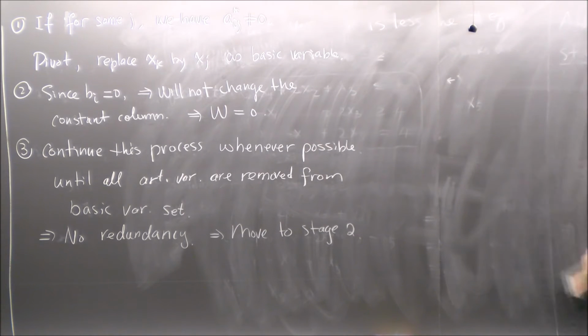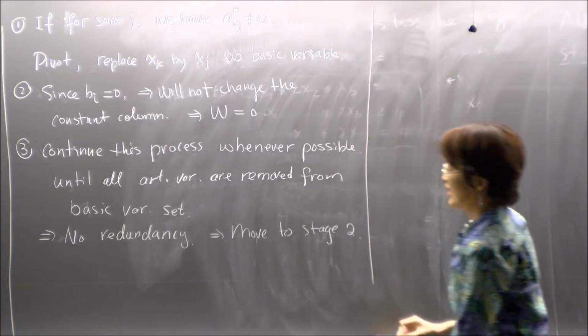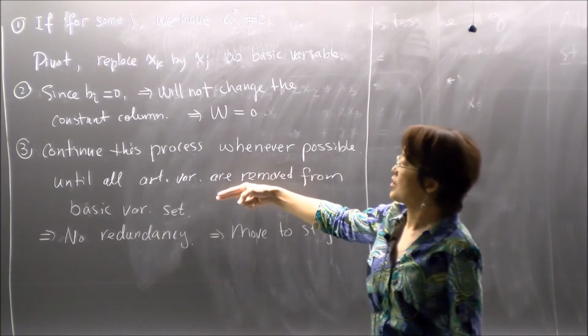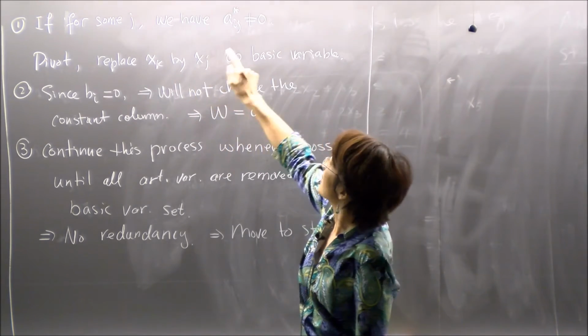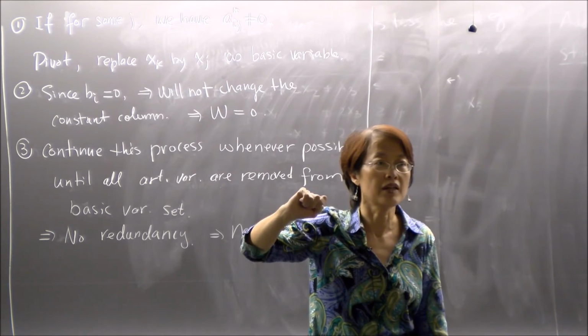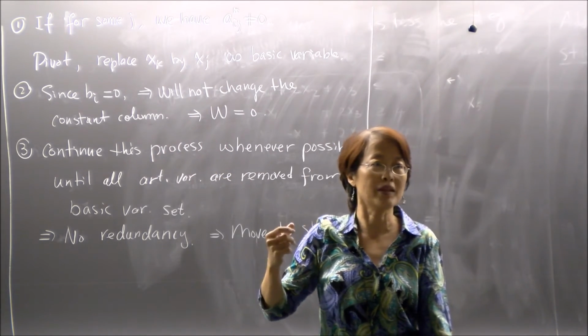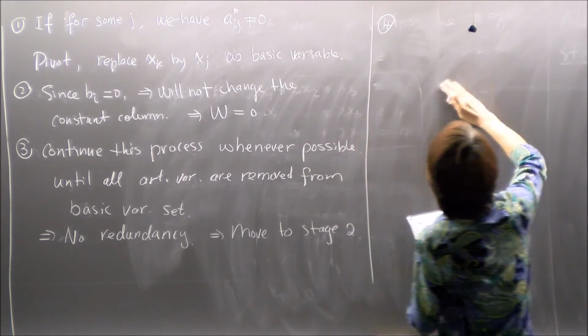But okay, let's say I fail to do this. What situation will cause me not being able to perform this procedure here? If I cannot perform this procedure, that means I cannot find any aij in that equation that is not 0. Is that right? Which means they're all 0 there, and there's nothing I can use to pivot, to replace. So this is the situation that actually gives you redundancy.